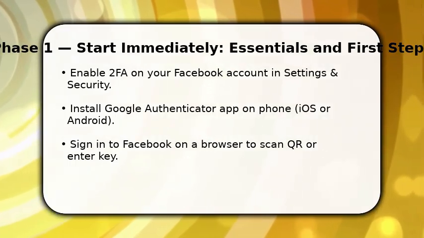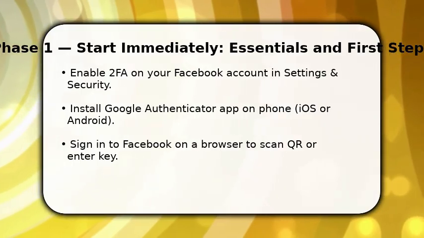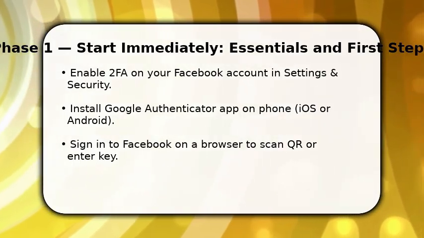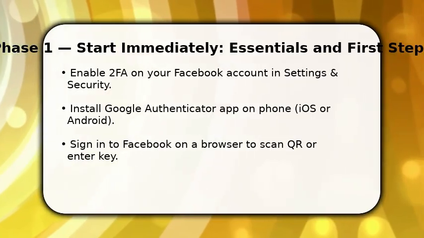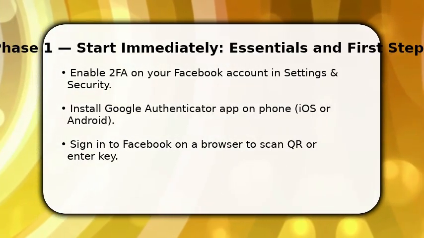You start by opening Facebook settings and security and selecting two-factor authentication. Make sure your recovery phone and email are current. Once done, install Google Authenticator on your phone and keep it nearby. You will need the browser session for the next step, so stay logged in.